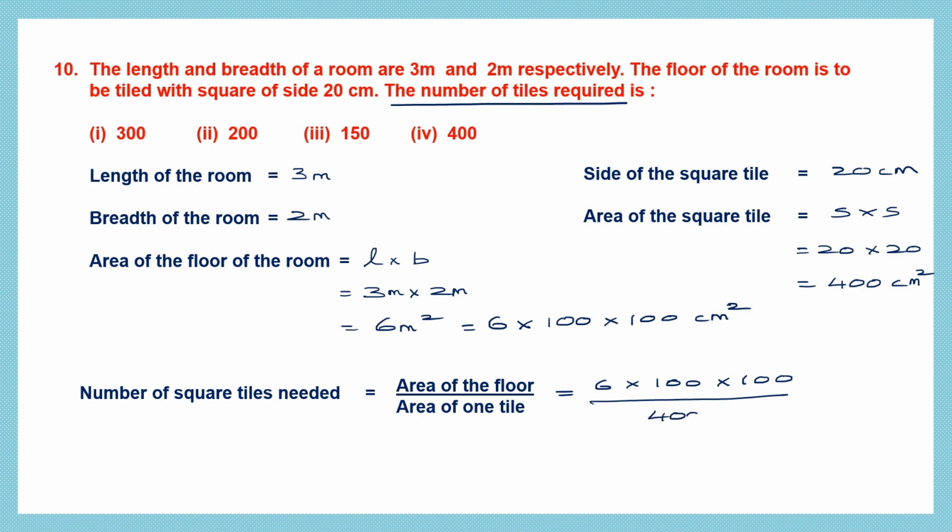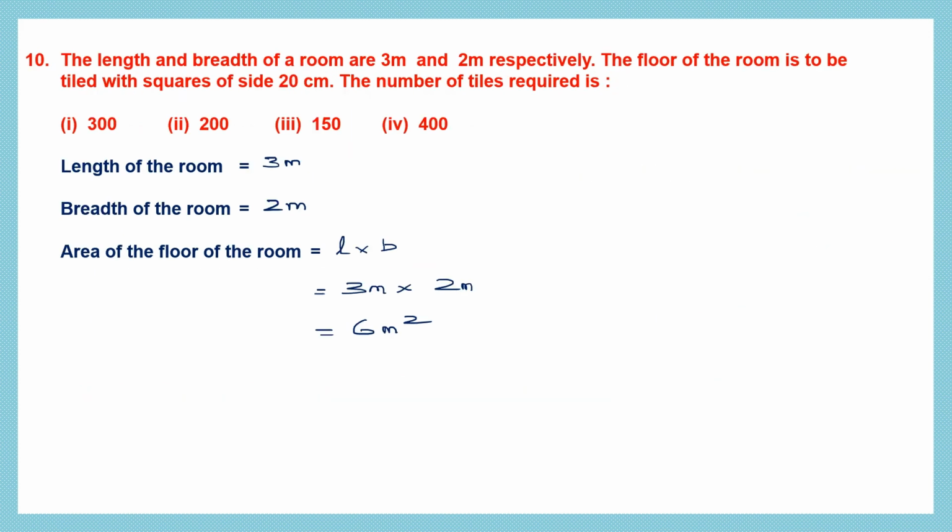and the area of one tile is 400 centimeters square. Now let's cancel. We can cancel these two zeros here. We can also cancel 4 and 100. 4 ones are 4 and 4 into 25 is 100. Now when you multiply 6 into 25, you get 150. 150 by 1, which is equal to 150. So the number of tiles required is 150, and that is option 3, that is 150. This is our answer.